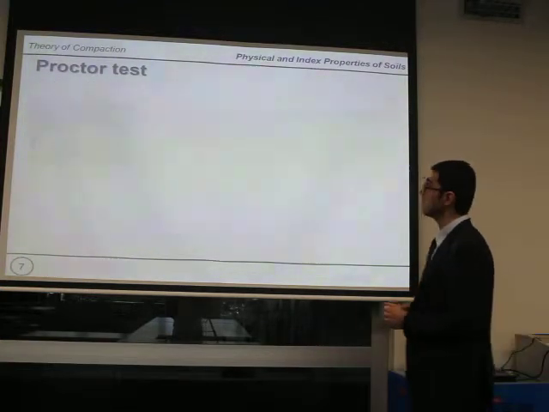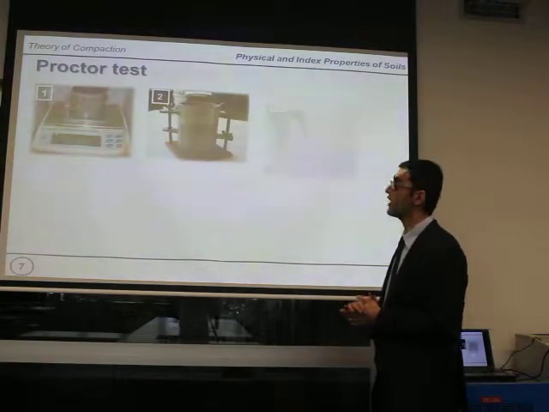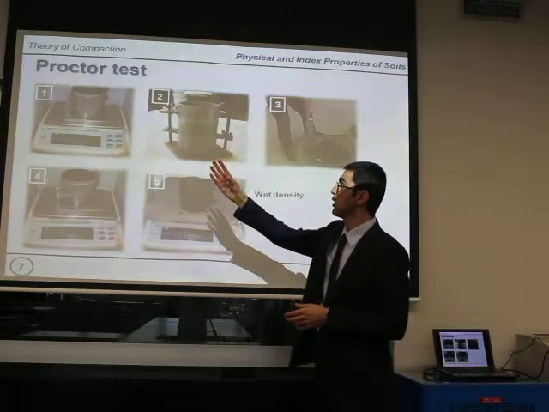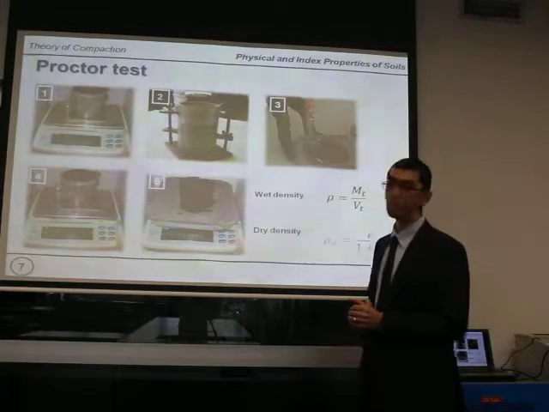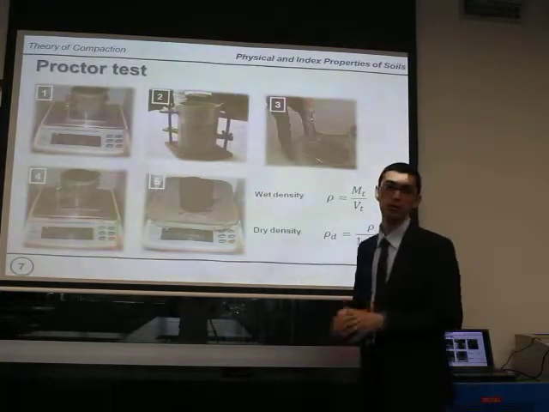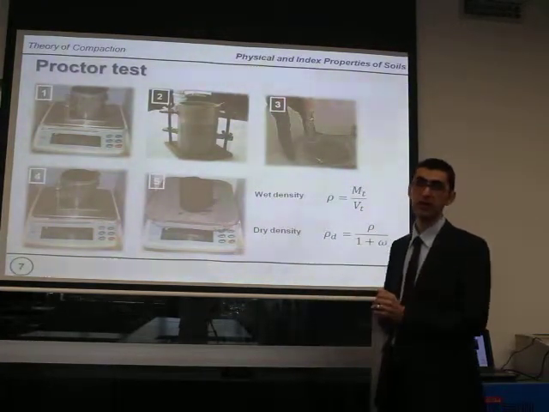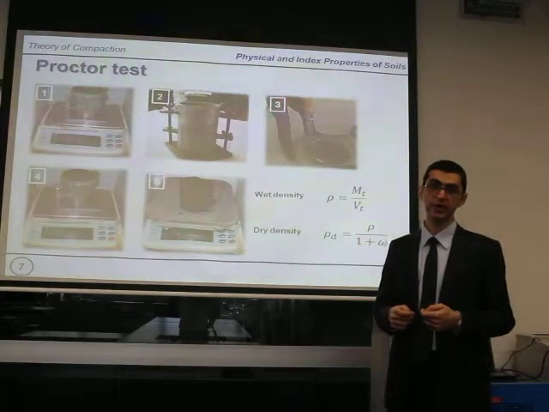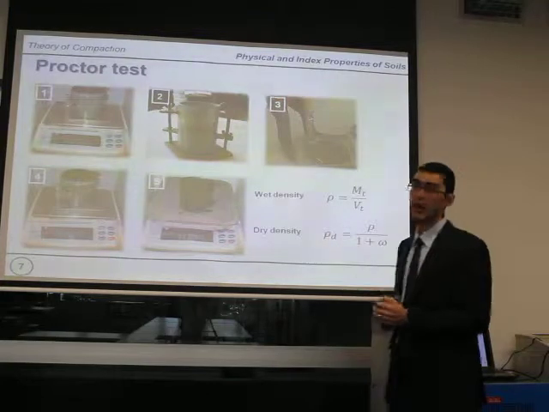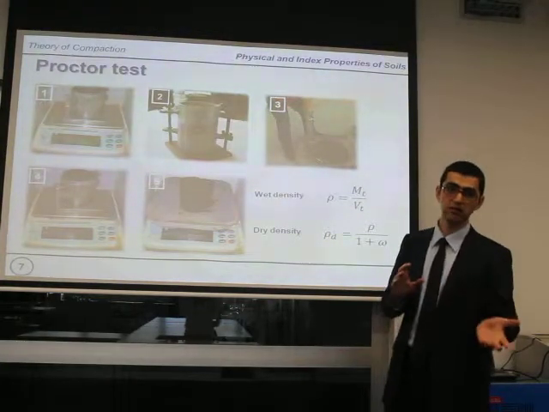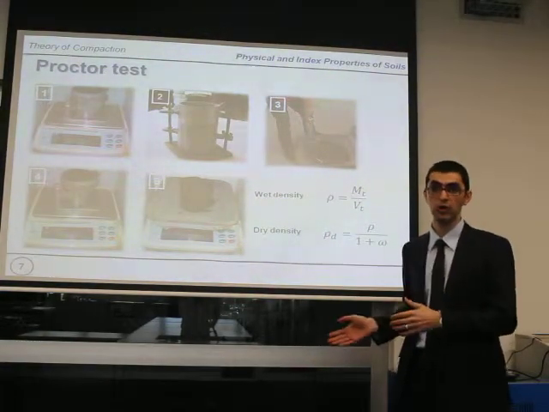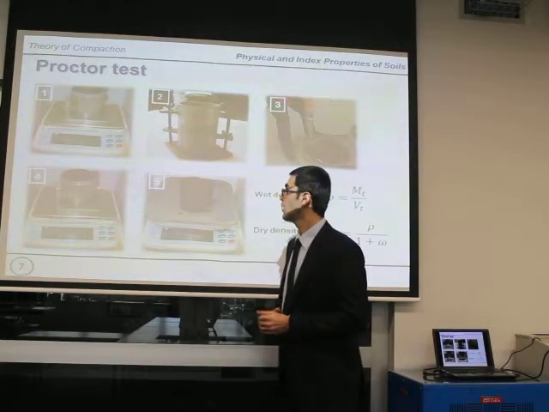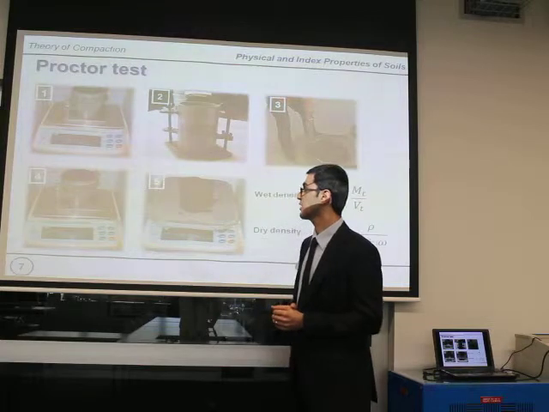So this is the procedure of how the test is carried out in the laboratory. Initially, we weigh the empty mold, and then we attach the collar to be able to compact the specimen in different layers. Then we mix the soil with some amount of water, and then we compact the specimen depending on whether it is a standard Proctor or modified one. And at the end, we measure the weight of the wet mass compacted inside the mold.